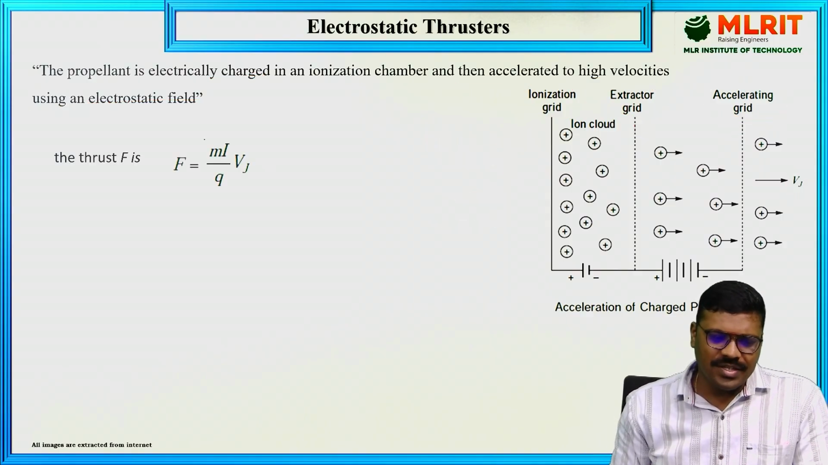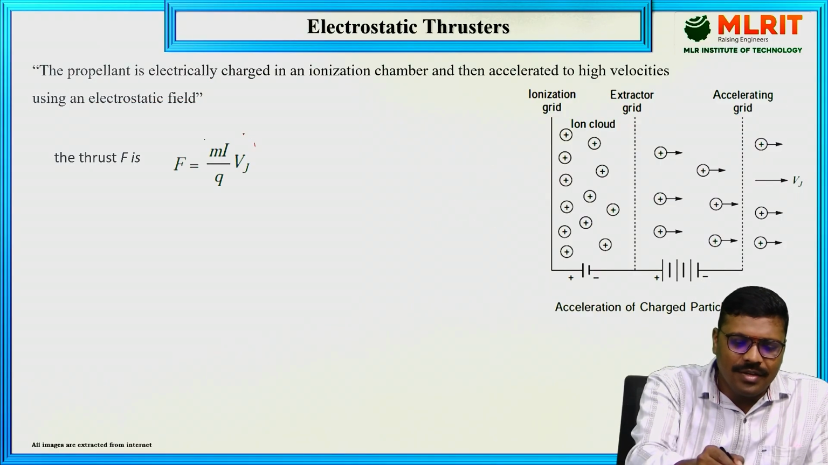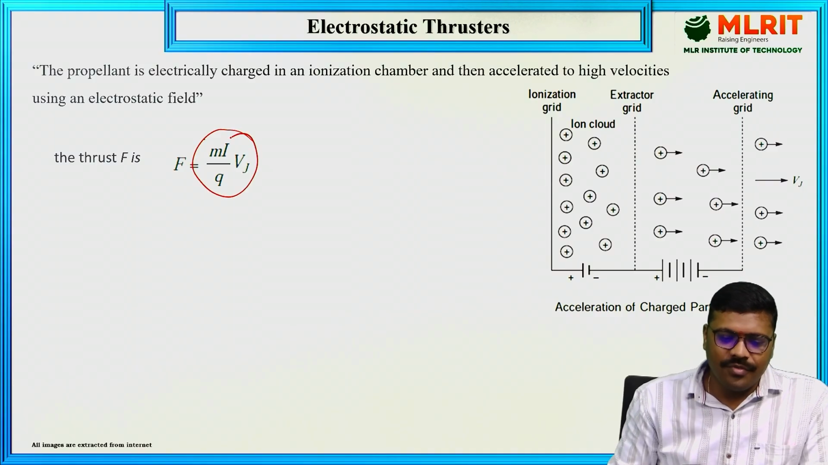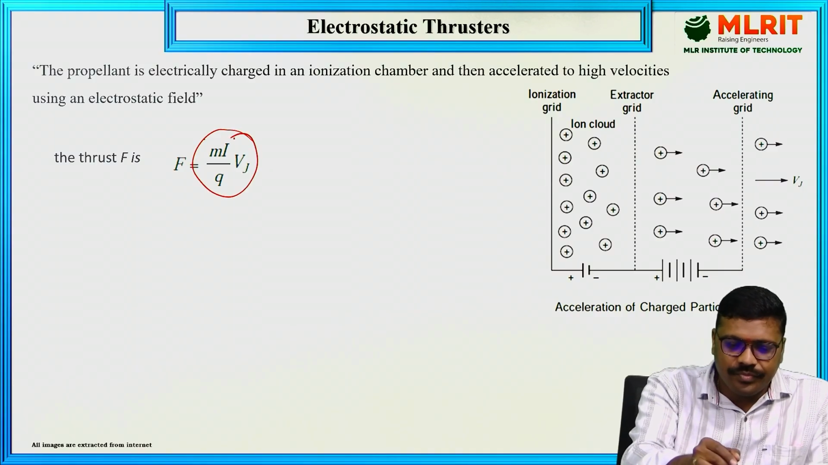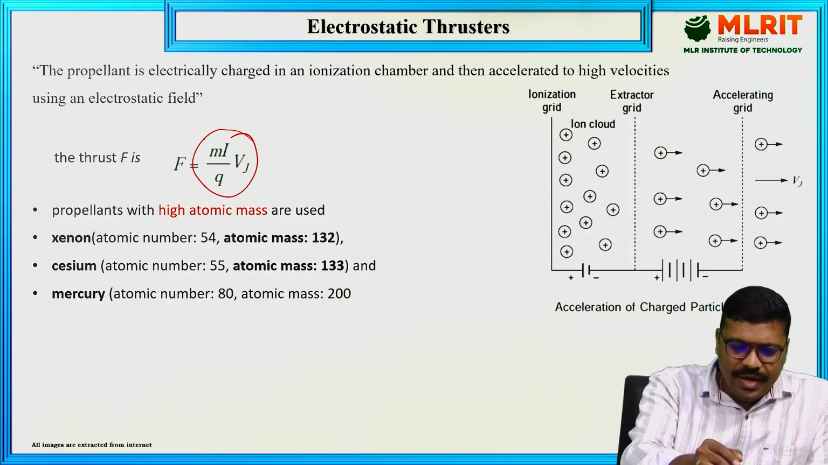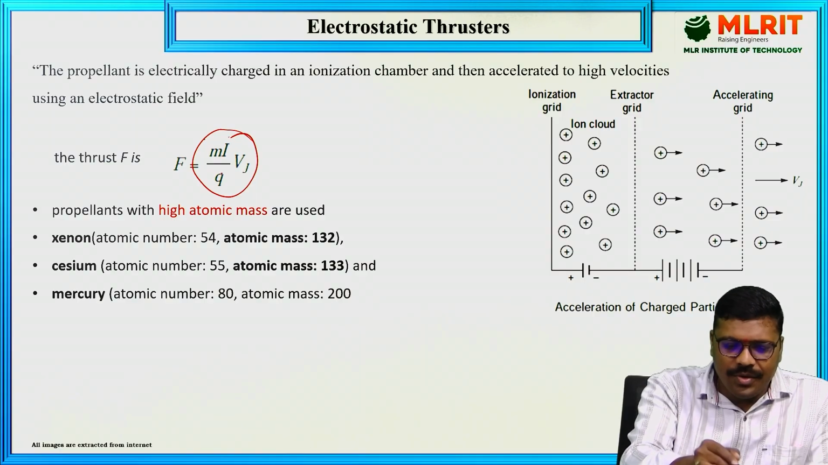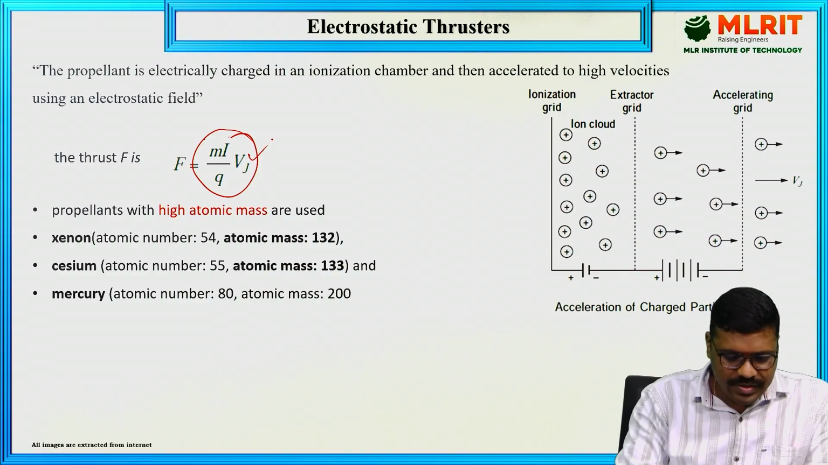The thrust F here is F = (M i / Q) × Vj, where i is the current, Q is the charge, M is the mass, and Vj is the velocity of the exhaust gases.